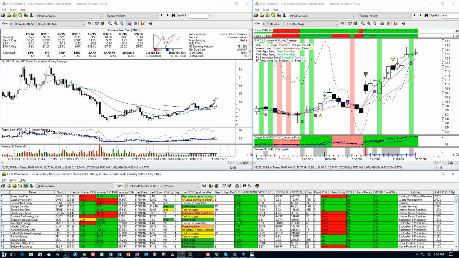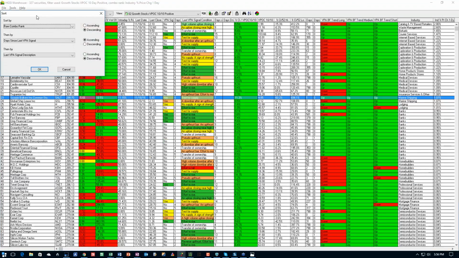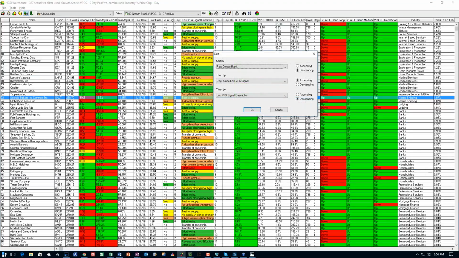Let's look at a few more stocks here. First of all, I want to point out some other things. I am using a multiple sort on here, and I'm going to post the sorts for you when I put a stock up. I am using the raw combo on this one. This is another great feature of HGSI that probably is not utilized very much. My raw combo sorts on the industry group, which is this column right here. The next sort is on the days since the last VPA signal.